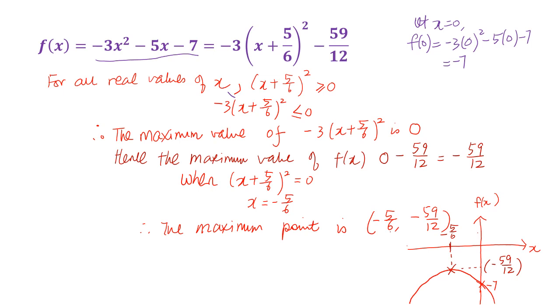So if you were to sketch your curve, it will look this way, where this will be your maximum point here. So from the past few examples we have done, if you're given a completed form, will you be able to write down the maximum or minimum value of f(x) and the corresponding values of x? Will you be able to write down the maximum or minimum point? Okay, let's do one example.